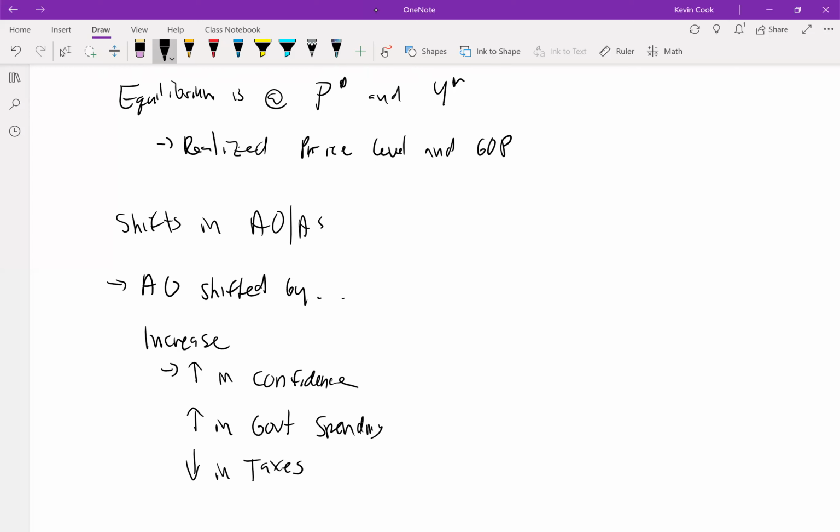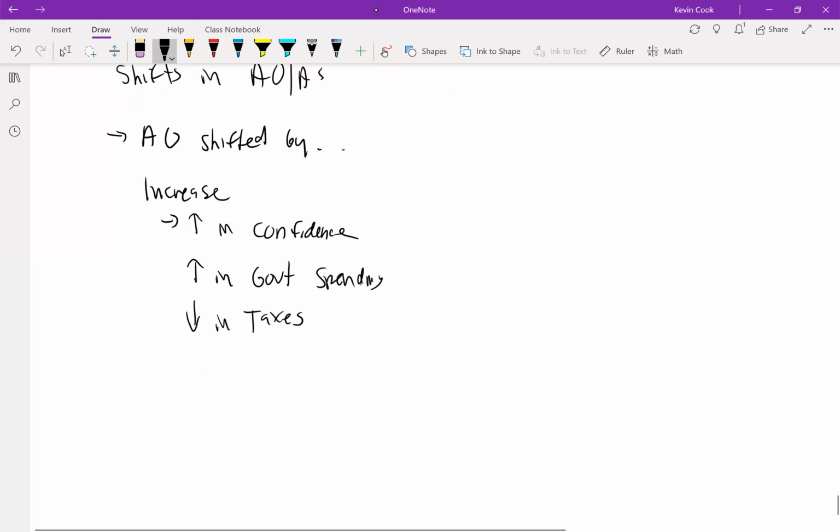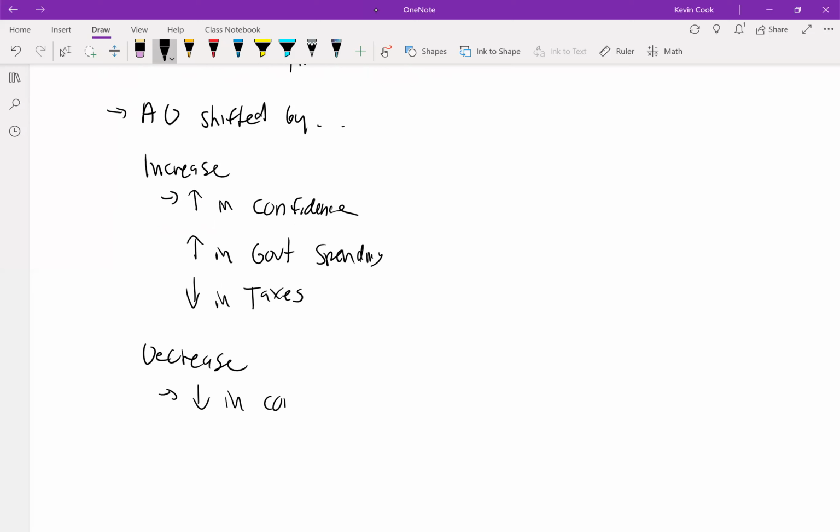So if I'm confident about the future, I'm going to go out and spend more. Same thing if the government spends money, that increases aggregate demand, or if I have a cut in taxes, I have more money to spend, so I'll go out and spend more. A decrease will be caused by a fall in confidence, a decrease in government spending, or an increase in taxes.